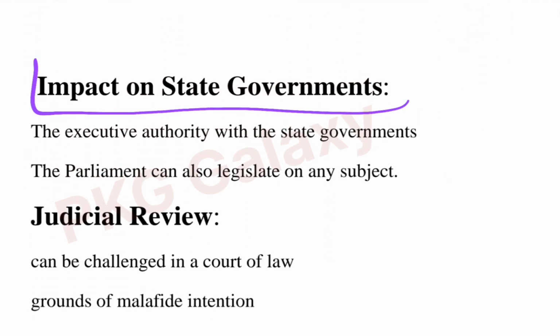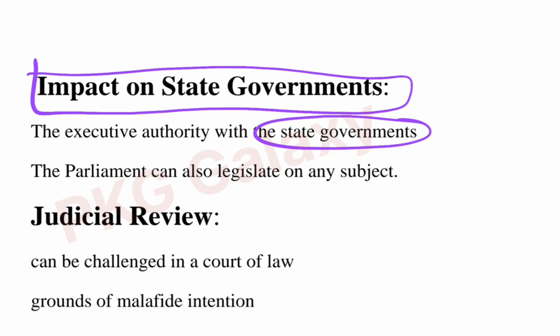Next we'll see the impact on state governments. The executive authority of the states remains with the state governments, but they are subject to central control. Parliament can also legislate on any subject in the state list during an emergency.